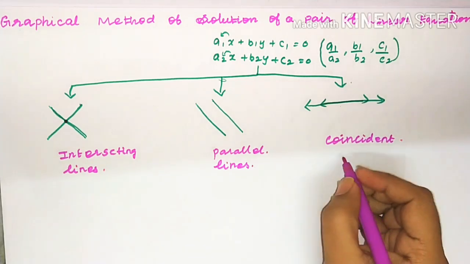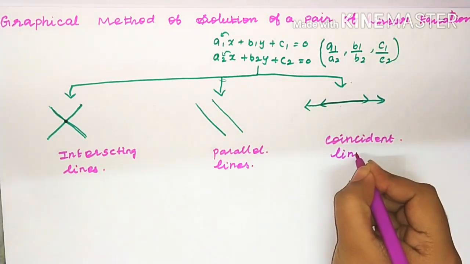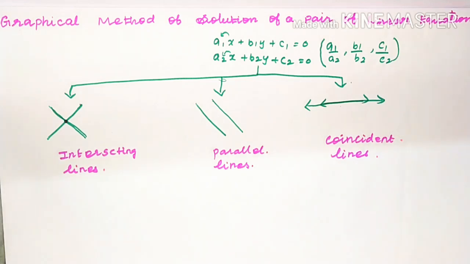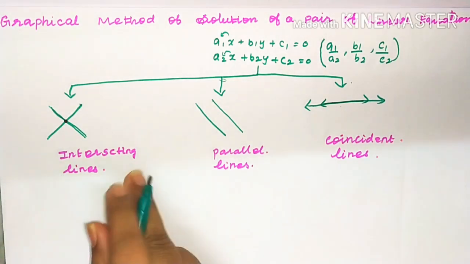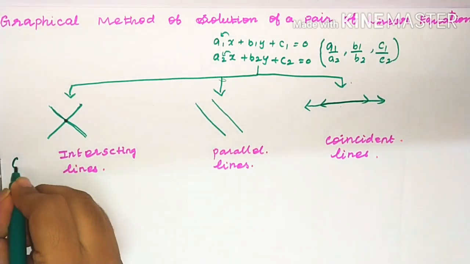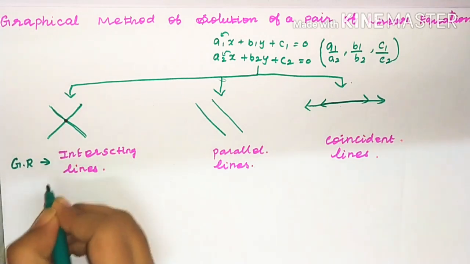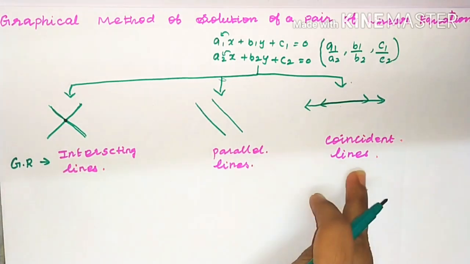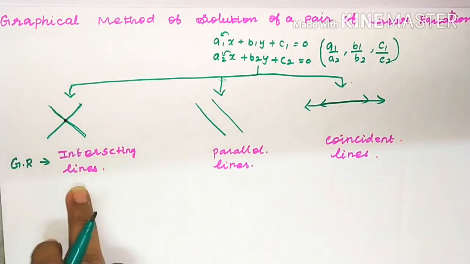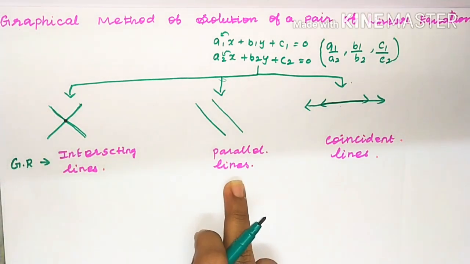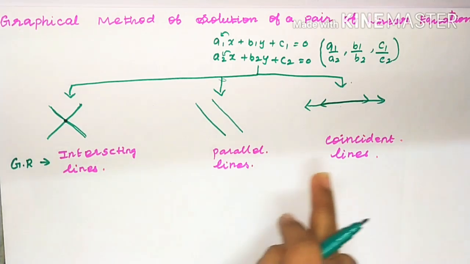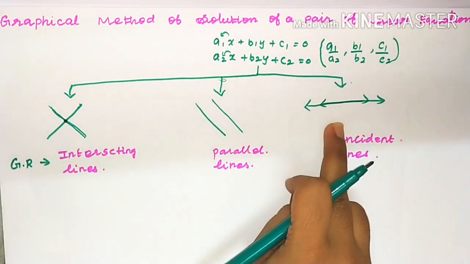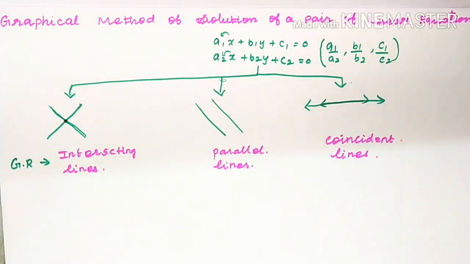We already learned this in the Exercise 3.1 concept itself. So: intersecting lines, parallel lines, and one line lying on the other, the coincident line. This we can represent as a graphical representation. If you draw the graph, three possible conditions will come. Both lines intersect at one point. One line does not intersect the other, so it is a parallel line. One line lies on the other line, so it is a coincident line.